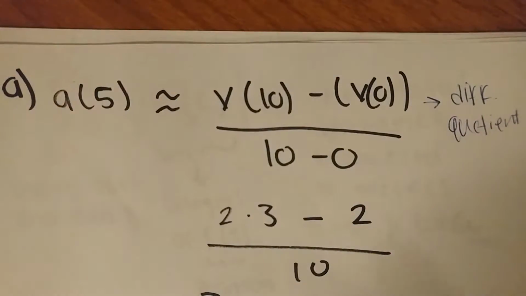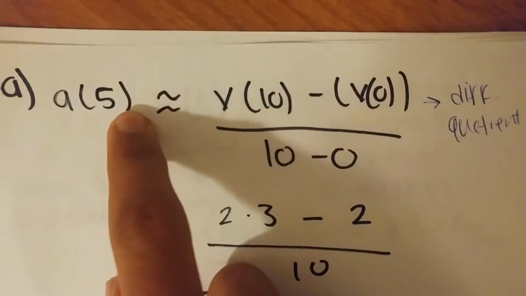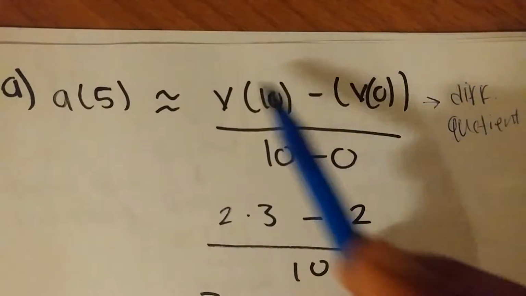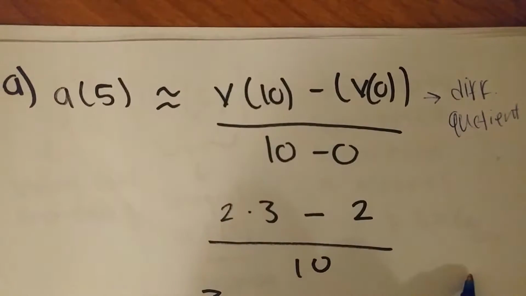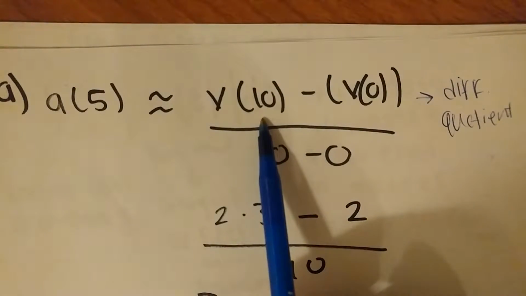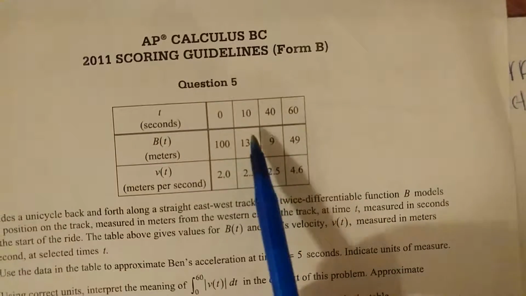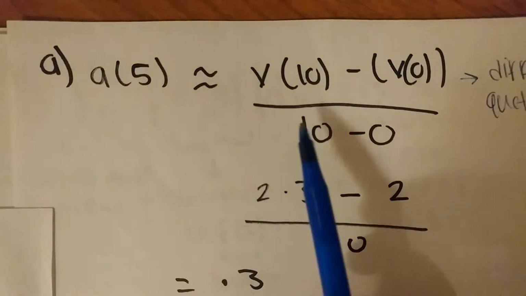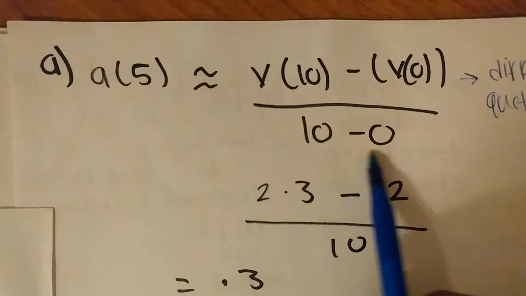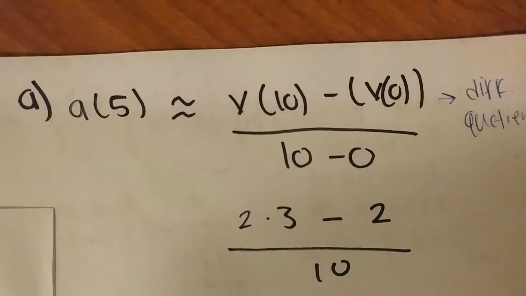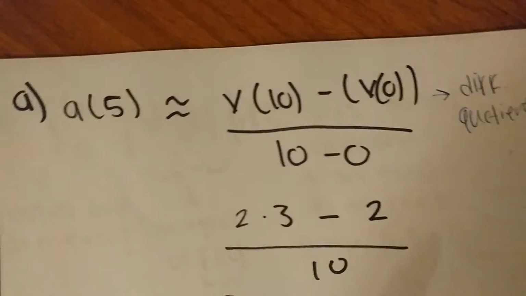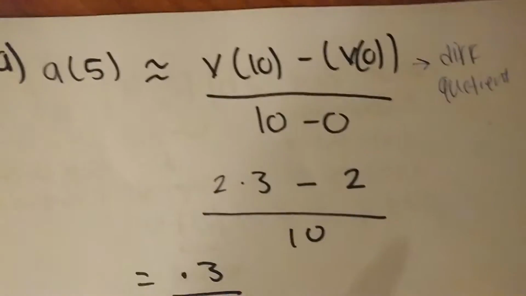So it said to use the data in the table to approximate Ben's acceleration at t equals 5. So acceleration at t equals 5 is approximately v of 10 minus v of 0, and this is a different quotient. So just pick numbers from the table. I picked 0 and 10, these first two right here. And this is 10 minus 0, like b minus a, and this is like finding the average rate of change, which can also be referred to as acceleration.